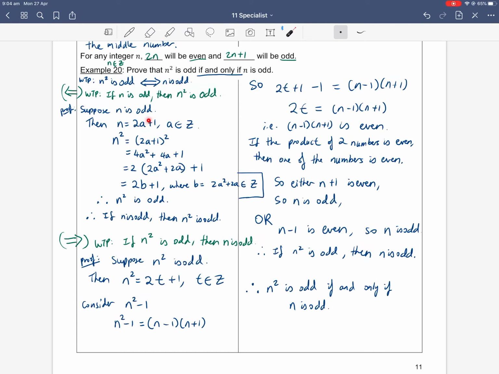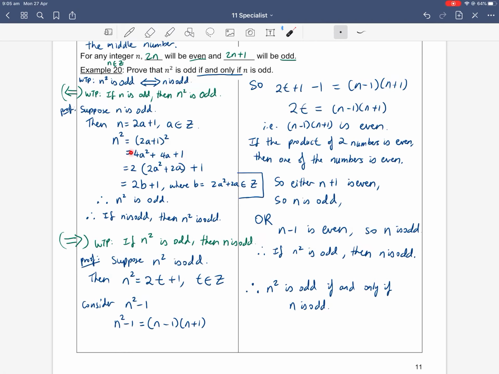Well, odd means that we can write n as twice some integer plus 1, because that's the definition of odd. Because our final statement we want to prove involves n squared, let's square n. So that gives us (2a plus 1) all squared. Expanding brackets, we get 4a squared plus 4a plus 1.